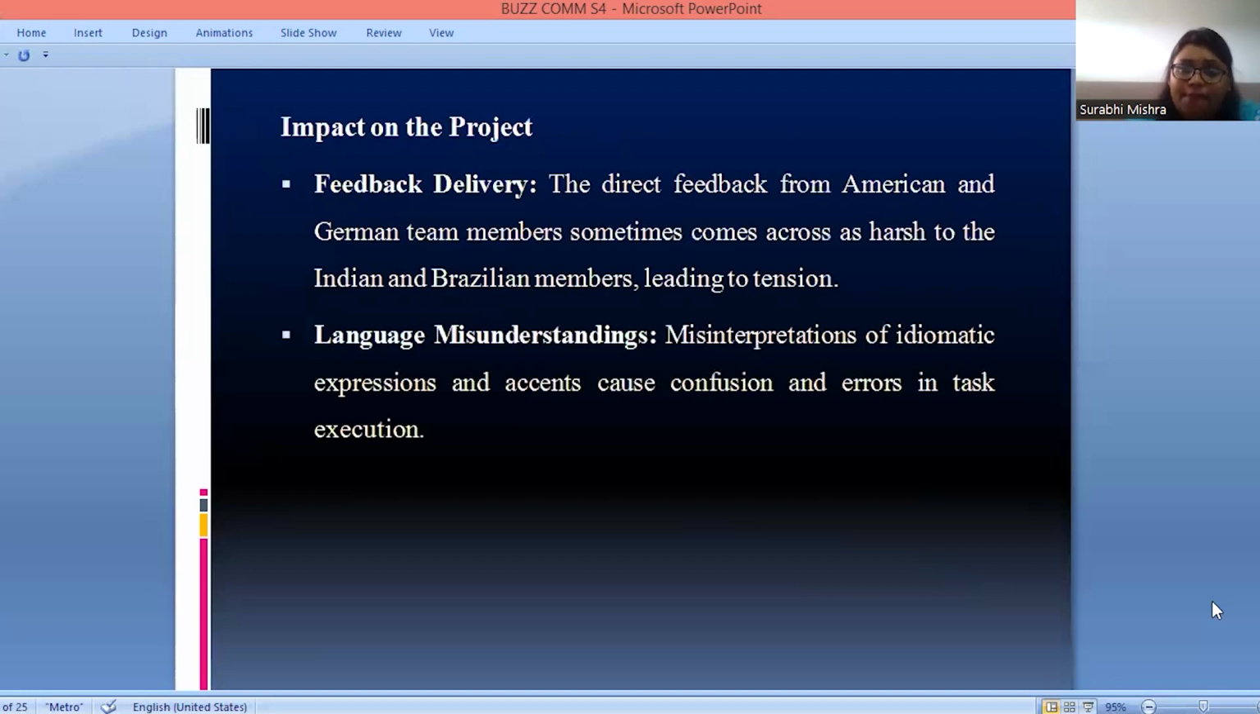Let's see what was the impact of this entire behavior and background on the project, as they were working on a software project. Let's see what impact they had on that project. First is feedback delivery. The direct feedback from American and German team members sometimes comes across as harsh to Indian and Brazilian members, leading to tension.